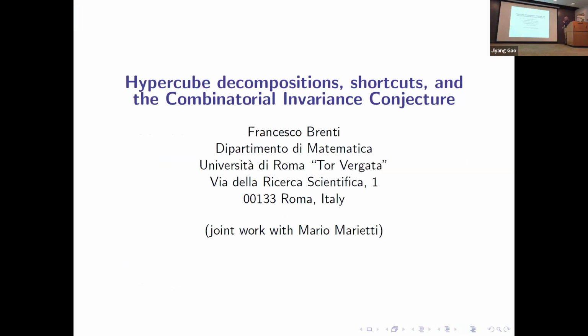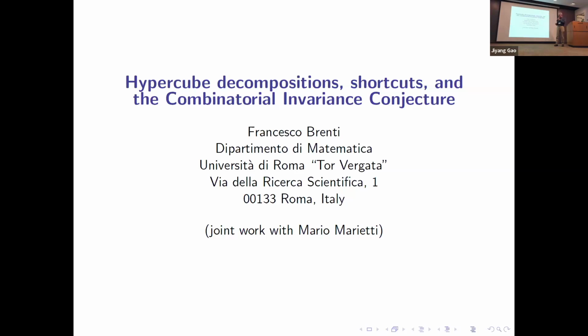I'll be talking about hierarchy decomposition shortcuts and the combinatorial invariance conjecture. This is joint work with Mario Brenti. The combinatorial invariance conjecture tells you that if you take two elements in a Coxeter group, then the Kazhdan-Lusztig polynomial of those two elements should depend only on the Bruhat interval determined by the two elements as an abstract poset. So if you have Coxeter group W1 and you have u1, v1 in the first group and W2, u2, v2 in the second group, if the Bruhat interval [u1, v1] is isomorphic to [u2, v2], then the two polynomials should be the same.